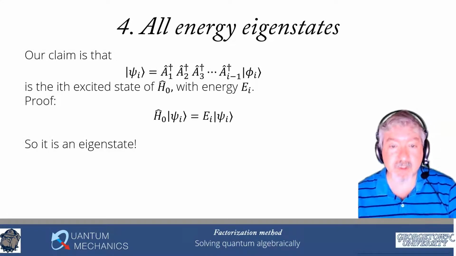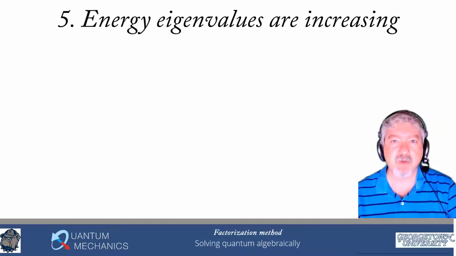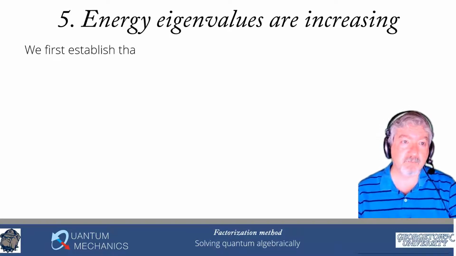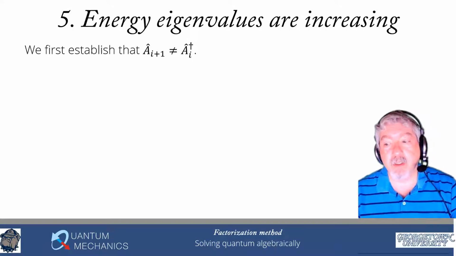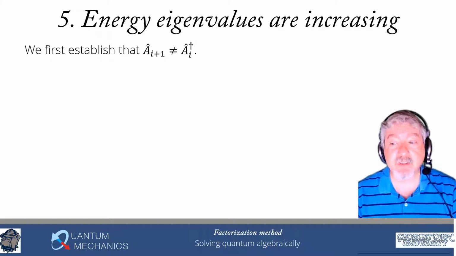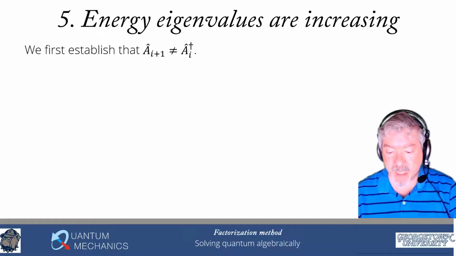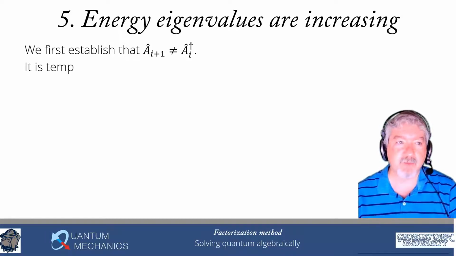this particular factorization chain. Our next step is to show that the energy eigenvalues form an increasing series. That means there's no degeneracy for any problem that is solved as bound states with a factorization chain. The way to do that first requires us to establish that the I plus first lowering operator is not equal to the ith raising operator.